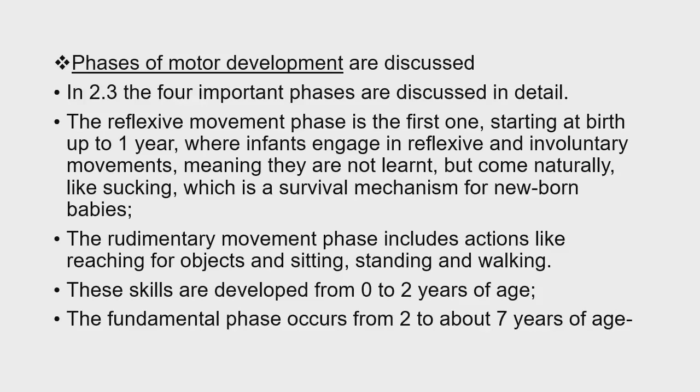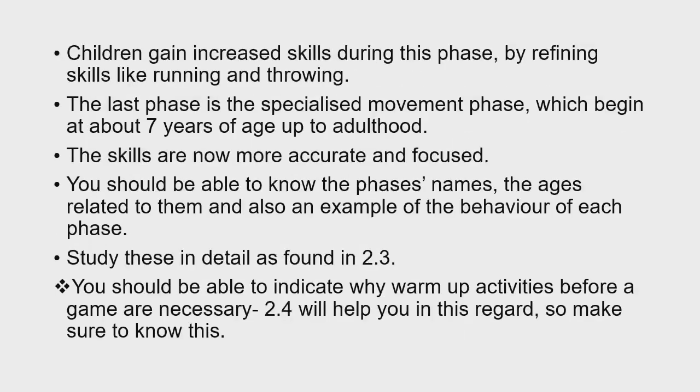The third phase is the fundamental phase, and it occurs from 2 to about 7 years of age. Children gain increased skills during this phase by refining skills like running and throwing. The last phase is the specialized movement phase, which begins at about 7 years of age up to adulthood. The skills are now more accurate and focused. You should be able to know the phases' names, the ages related to them, and also an example of the behavior of each phase. Study these in detail as found in 2.3.